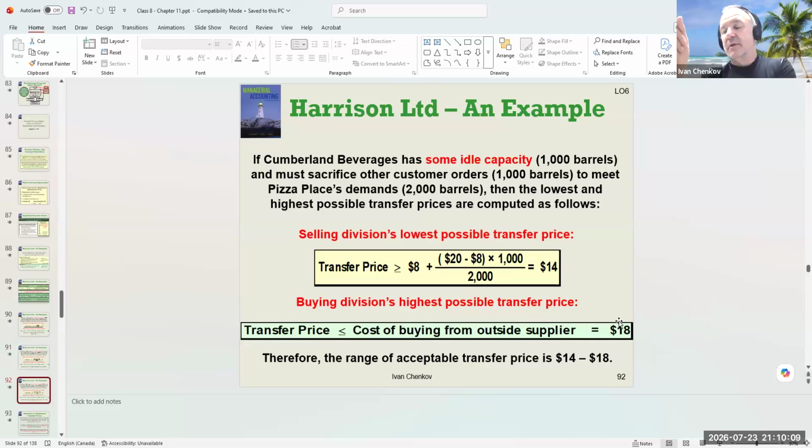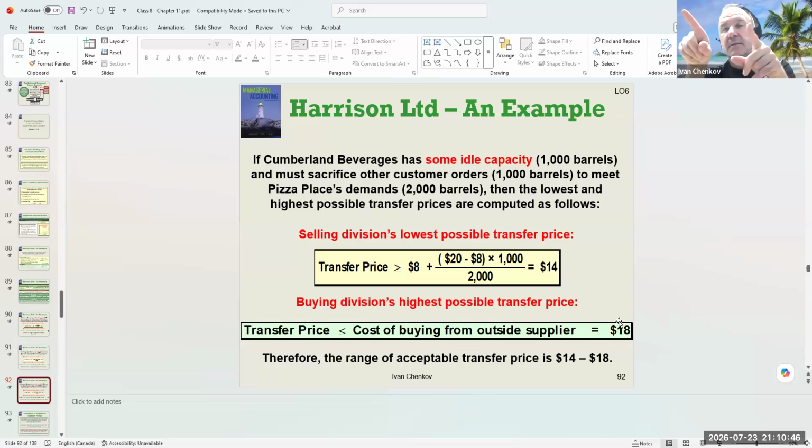The last possible scenario is when there's some idle capacity. Now the ginger beer department has only 10,000 barrel capacity. So they're currently producing and selling 9,000 barrels out of 10,000 capacity. So what they can do is transfer 1,000 barrels at cost and another 1,000 at cost plus the contribution margin loss, which is $12.